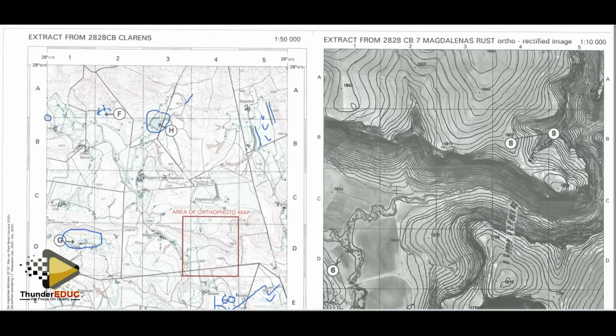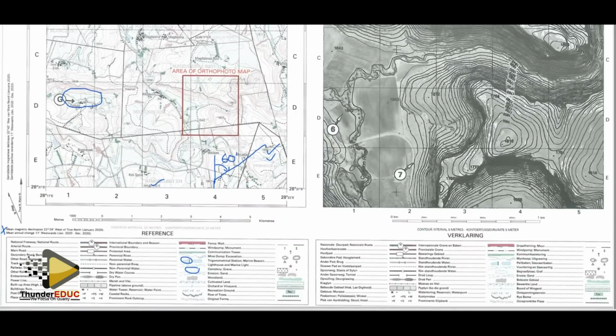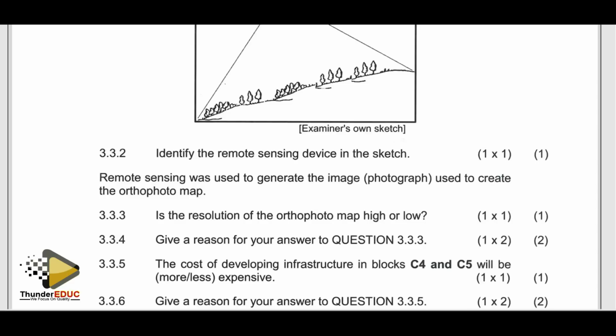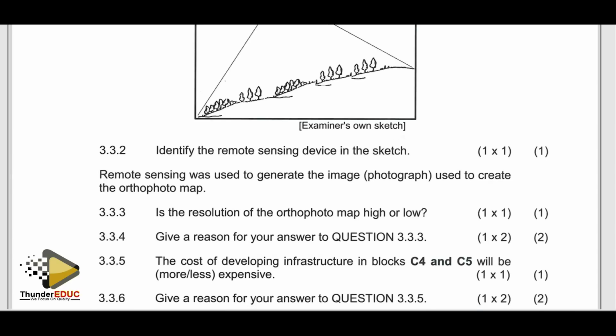So in this instance, if you try to check on our orthophoto map, this is a high resolution image. It's very clear, which implies that the number of pixels is large, and also the size of the pixels are smaller. Right, we move on to the next question. So the resolution is high, and the response to the next question, give a reason: the image is clear, which implies it has smaller pixels and a large number of pixels.